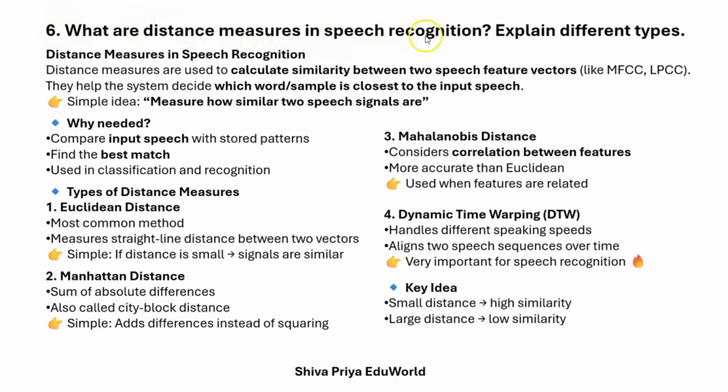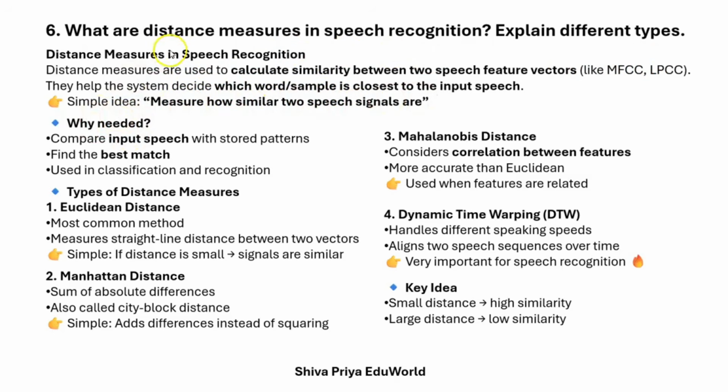The next question is: what are distance measures in speech recognition? Explain different types. Distance measures in speech recognition are used to calculate the similarity between two speech feature vectors, such as MFCC and LPCC. Clear? They help the system decide which word or sample is closest to the input speech. For example, they measure how similar two speech signals are.